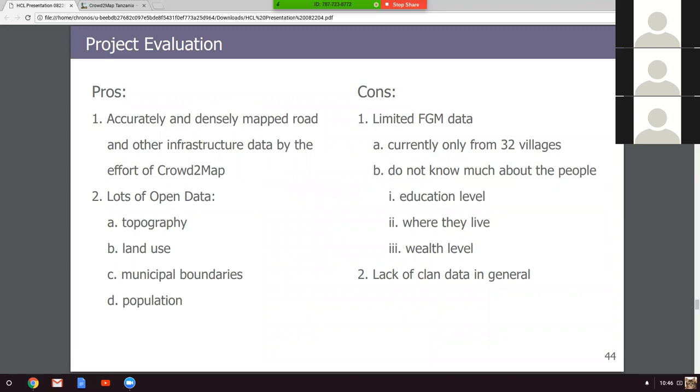However, there are limited FGM data, currently only from 32 villages. And also, we didn't really know much about the people, like their education level, where they live, their wealth level. And lastly, it would be nice to have more clan data in general, like the clans for people who are not involved with FGM.